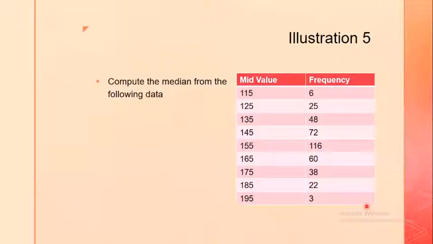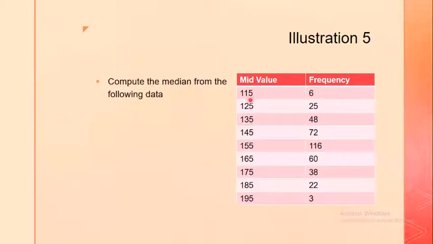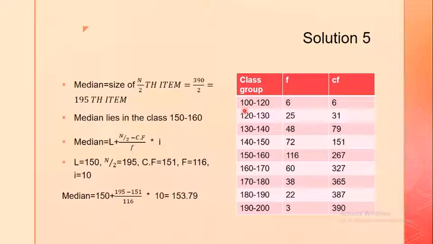Now illustration 5 gives you the mid value. You are not provided with any class, and you have been provided with the frequencies. Now you have to find out the classes of the mid value in order to apply your formula for median. Since the mid values are given as 115, 125, 135, I have taken the classes as 100 to 120, 120 to 130, up to 190 to 200.